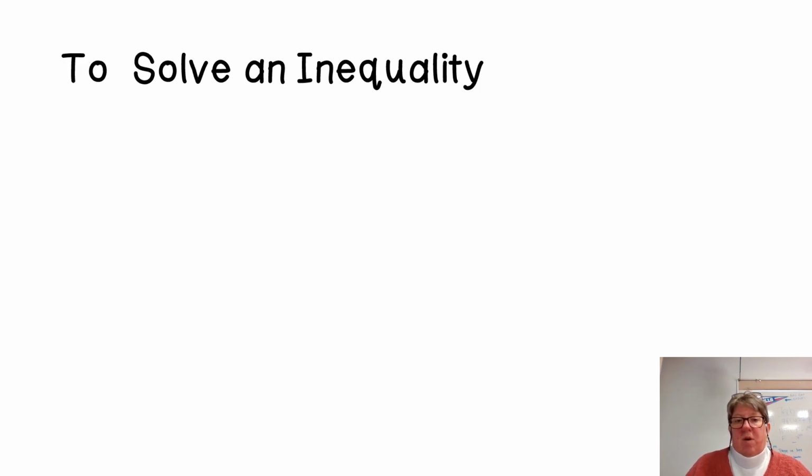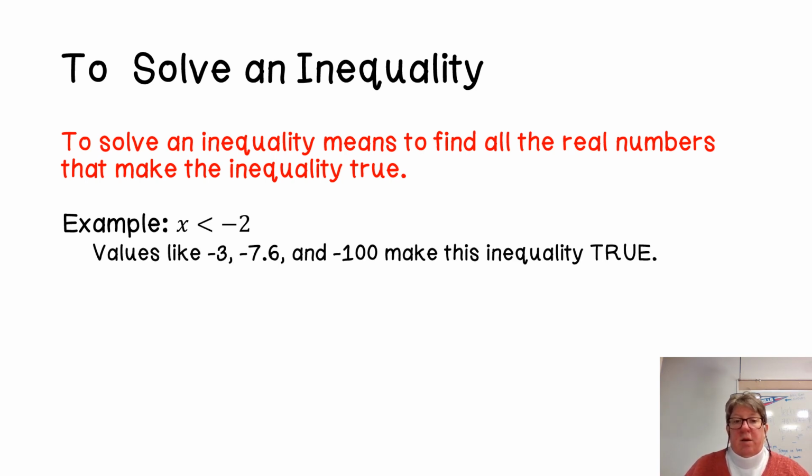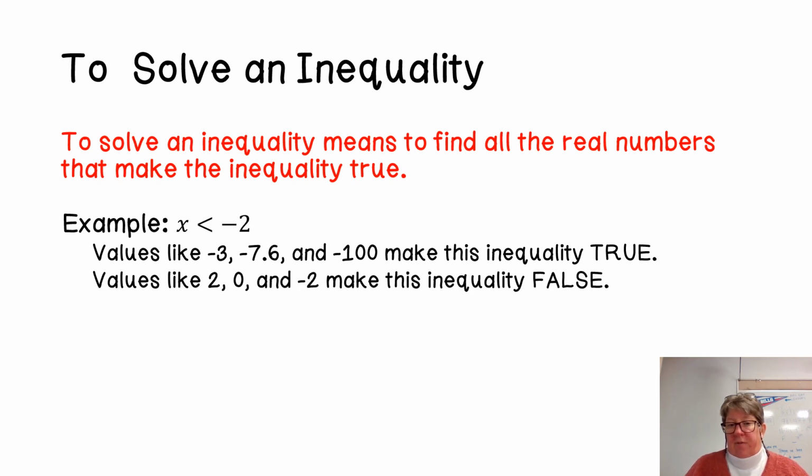So how do we solve an inequality? Well, we're going to solve an inequality by finding all the real numbers that make the inequality true. These don't have one number answers typically. They have a range of numbers. So for example, x is less than -2. Values like -3, -7.6, and -100 all make this inequality true. But values like 2, 0, and -2 make this inequality false.